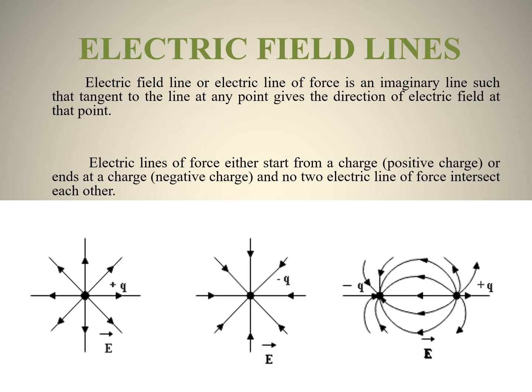And when we have a combination of one positive and one negative charge, then the situation will be like the third diagram. And all these lines with arrow marks represent the electric field lines or electric lines of force, and the tangent at any point on those lines will give the direction of electric field at that particular point.